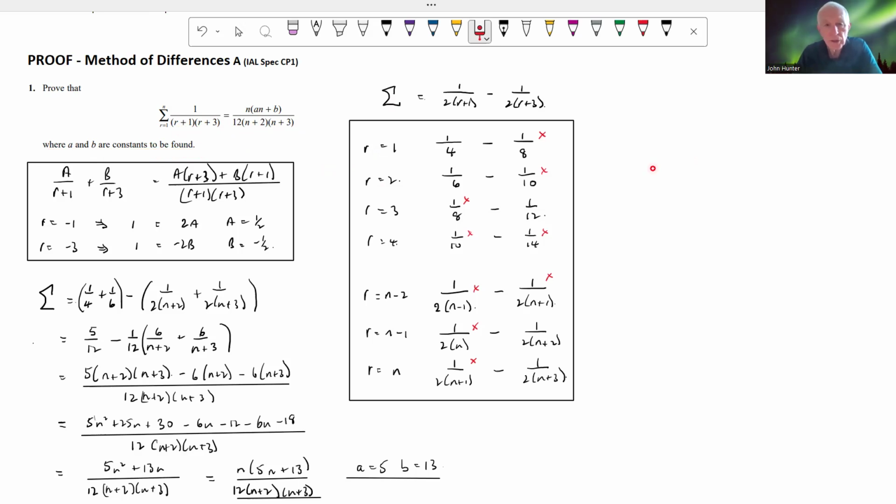A lot of these method of differences problems rely on use of partial fractions. In general, what we're trying to do is express this as two different instances of the function, like this, kind of f of r plus one minus f of r.